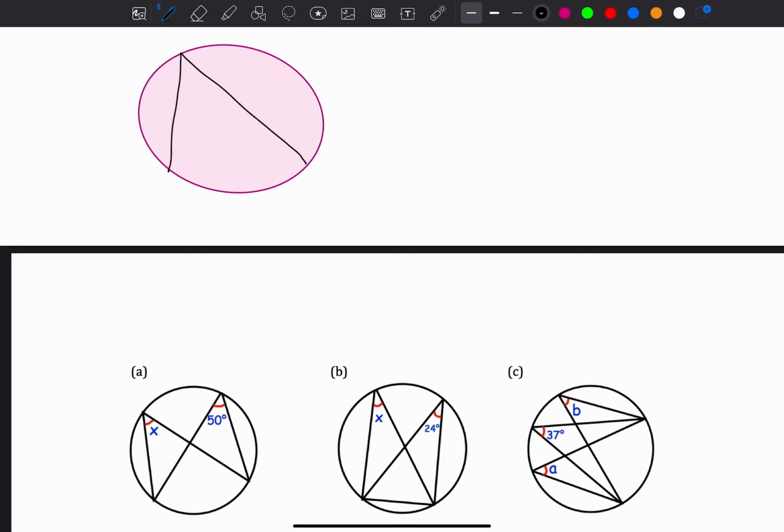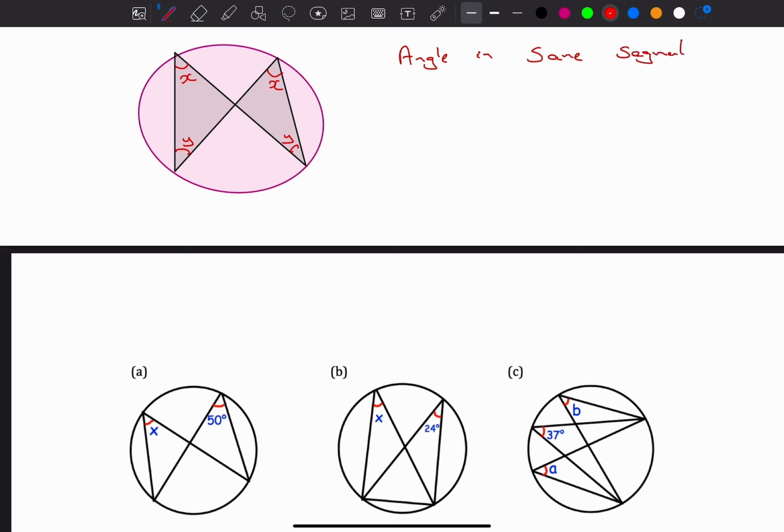There you go, number 1. I will do that. If this angle is x, this is also x. If this angle is y, this is also y. The reason is, it's called angles in the same segment are equal. That's why these two are x's and these two are y's.